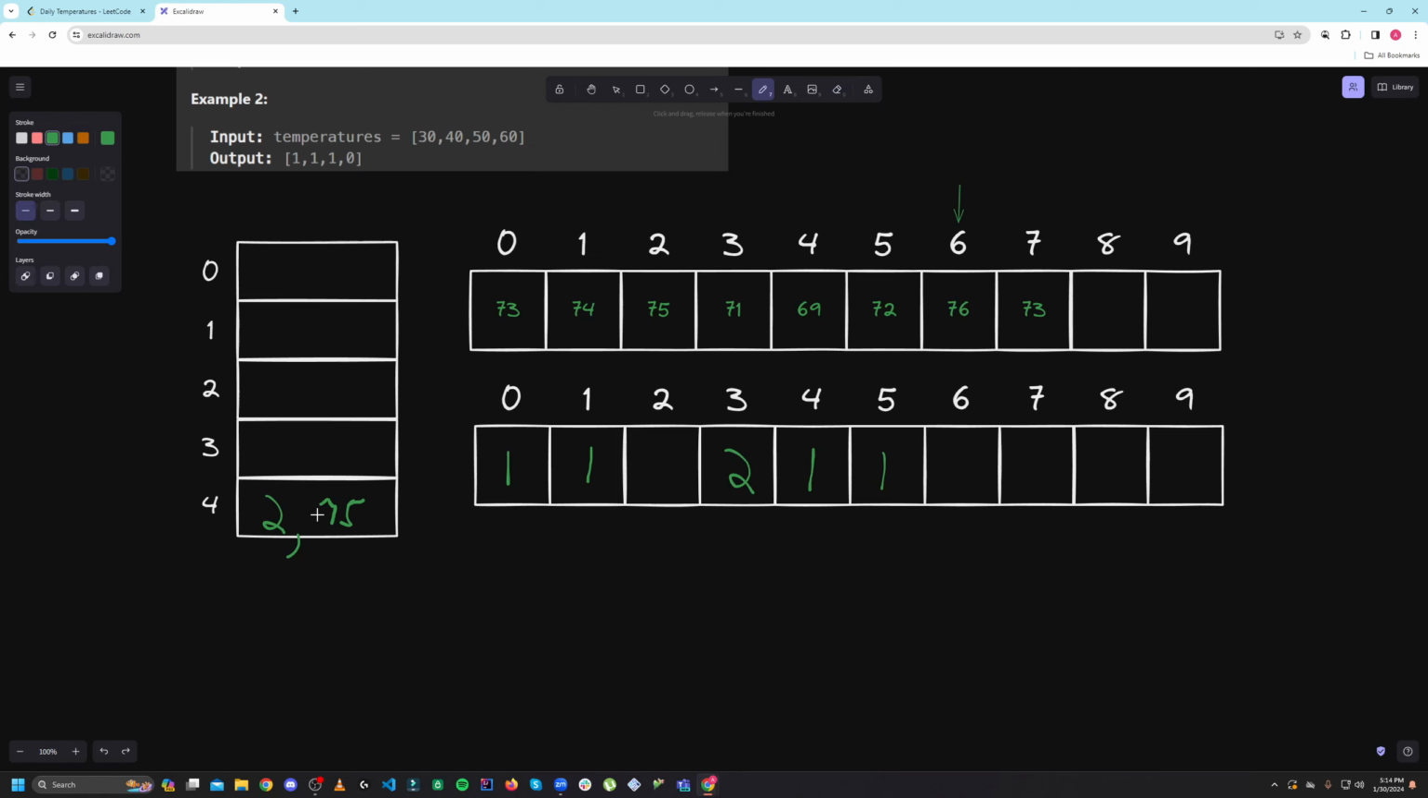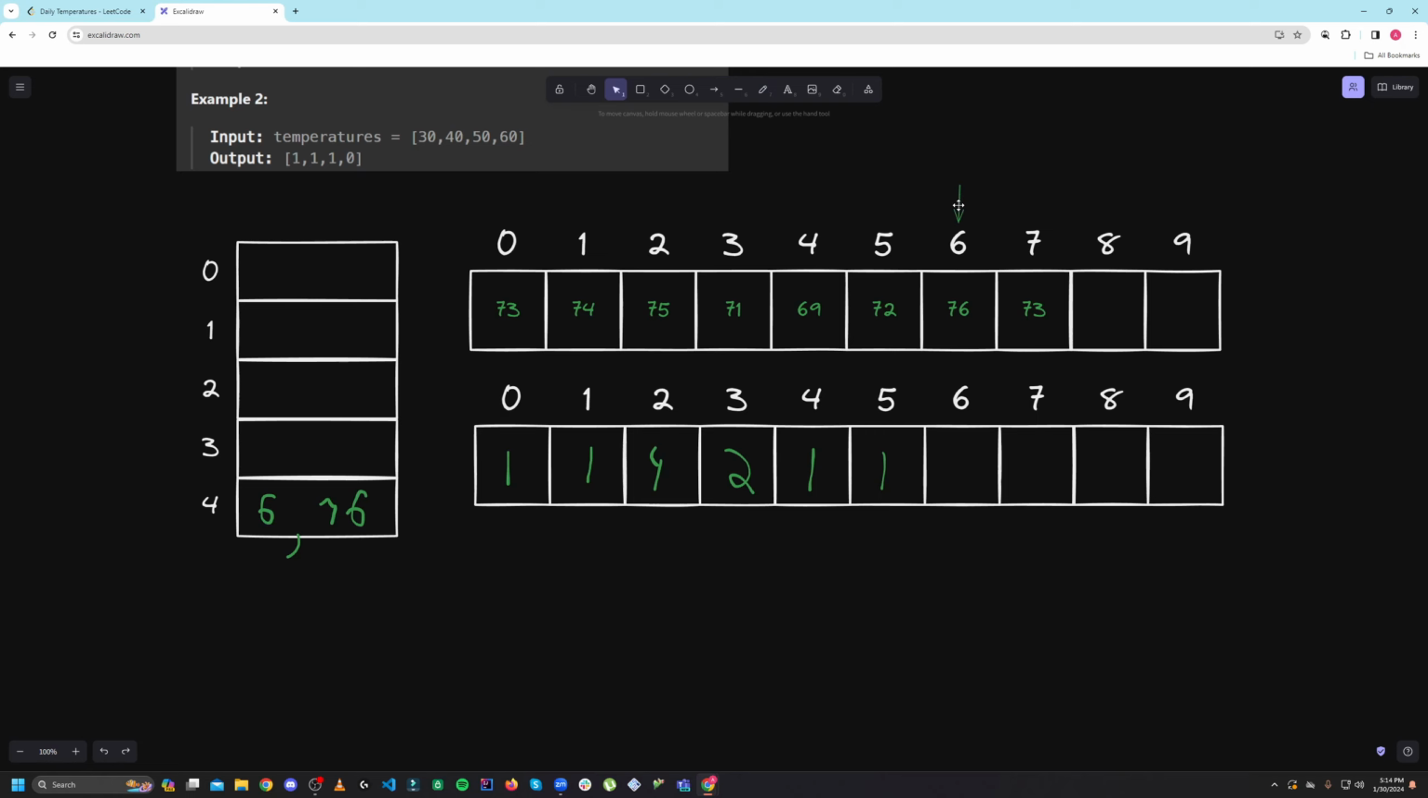Then, is 76 bigger than 75? Yes, it is. The difference is 4 days. So here we will write 4. And finally, we will put 76 into our stack. So 76, let's actually just delete it, with an index of 6.